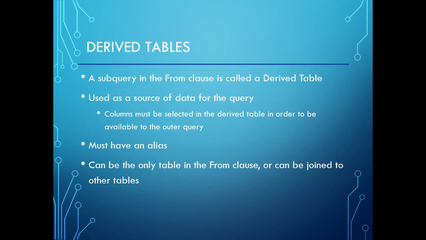So if we want to use something in our outer query from that derived table, we have to select it in our subquery. We have to have an alias for the derived table. It could be the only thing in our from clause, or we could join it to other tables. So let's do an example with that.